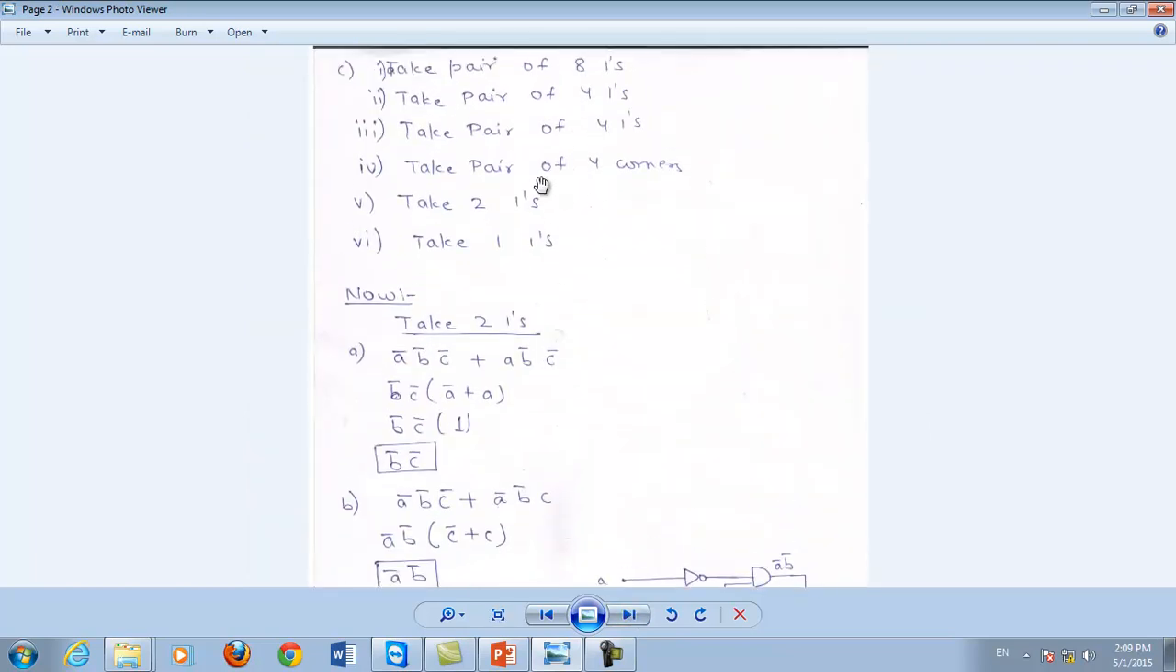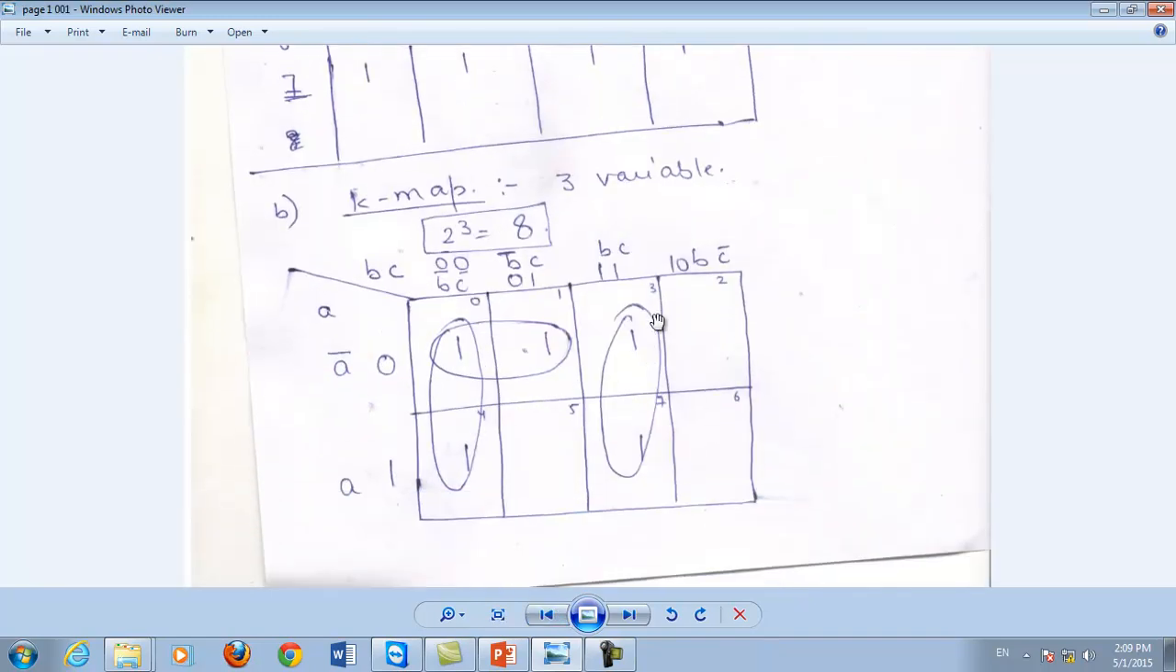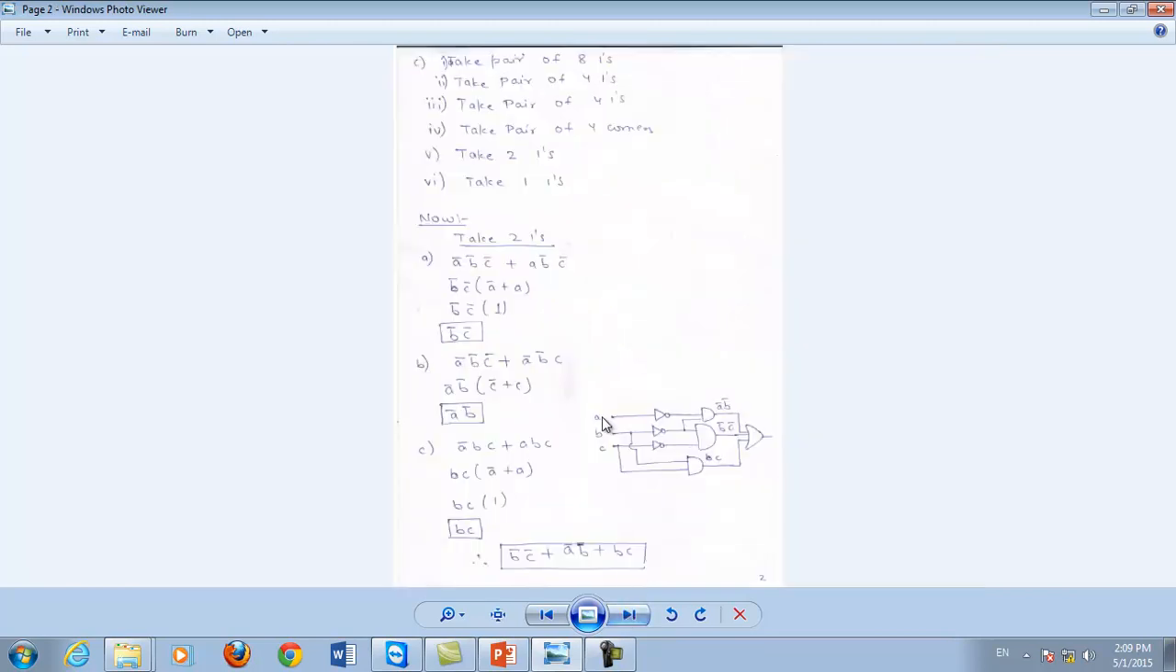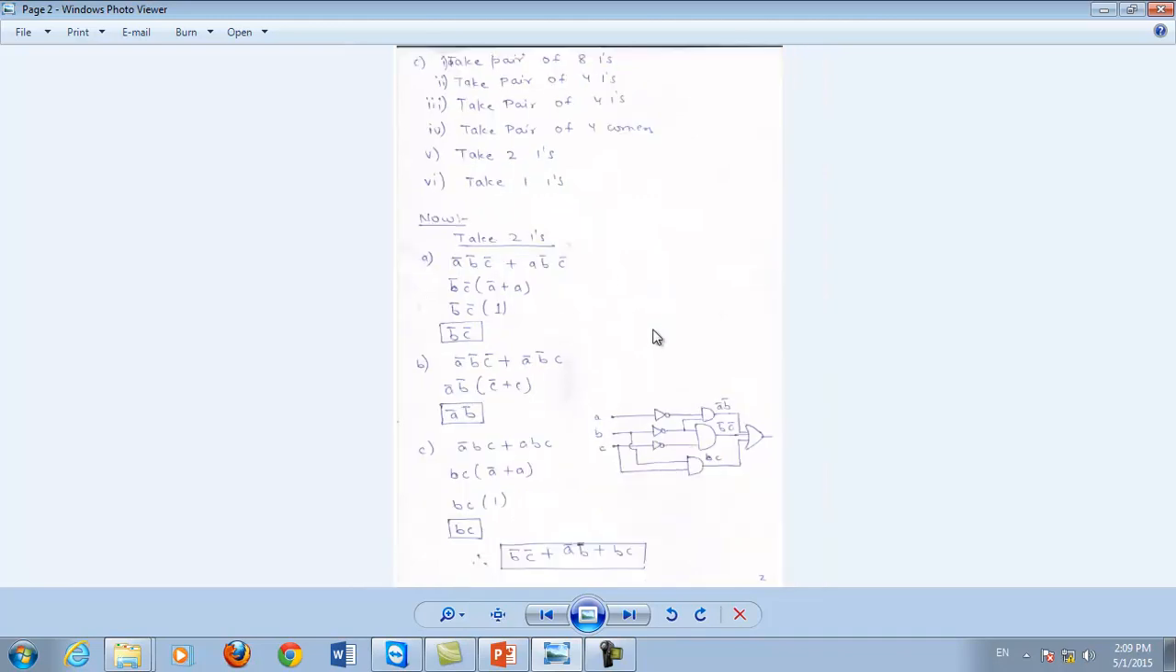Next is to take the pair of 4 corners. Are the 4 corners filled? No. Only 2 corners are filled and 2 corners are blank. So you cannot take the pair of 4 corners either. After 4 corners, you have to take the 2 ones, and after taking the 2 ones, if there is any one remaining, then you have to take the 1 ones.